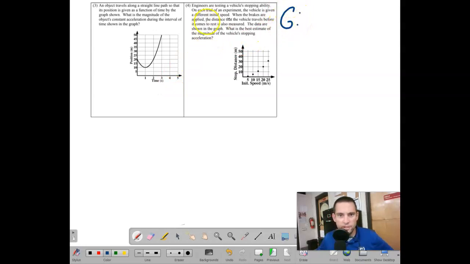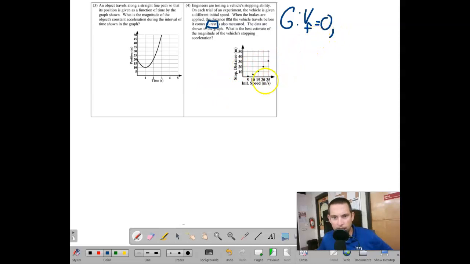Alright, so first thing, we have different initial speeds. Looking at our graph, because we're presented with a graph, the first thing we're going to do is look at the axes and the units. Stopping distance, meters, initial speed, meters per second. Kind of a weird graph to see, right? We don't see that normally, but this is a very common graph when you're looking at vehicle data. Alright, so comes to a rest. So what does that mean? That means our final velocity is going to be 0 because we're going to come to a stop.